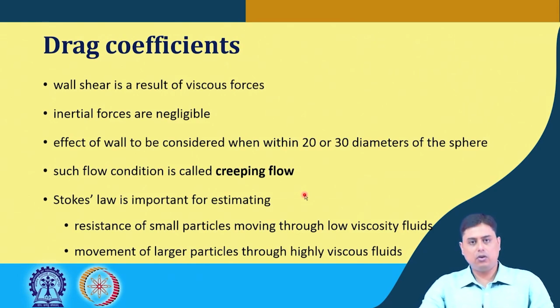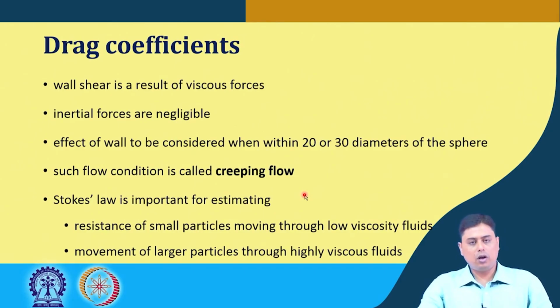So such flow conditions are typically called creeping flows. It is the very low Reynolds number case, typically below 1, and strictly it is 0.3 in cases of Stokes' law applicability. In such a scenario, when these conditions are met, that the inertial forces are negligible, wall shear is the result of viscous forces, and the effect of walls is negligible, then we call such scenarios creeping flow conditions.